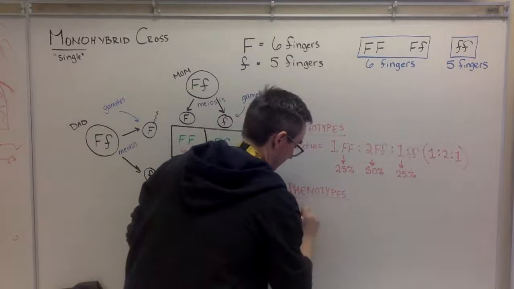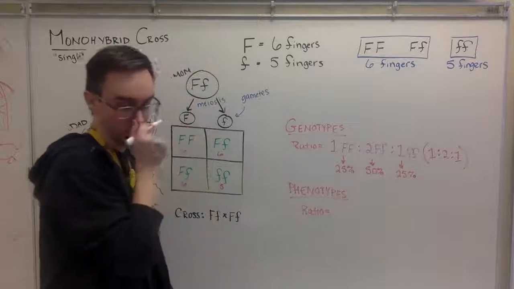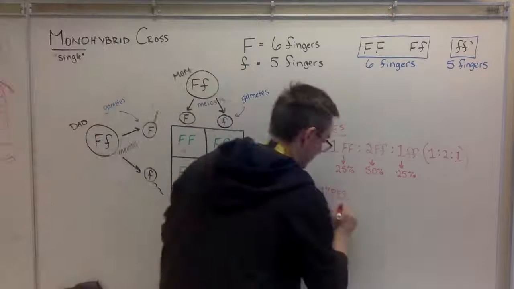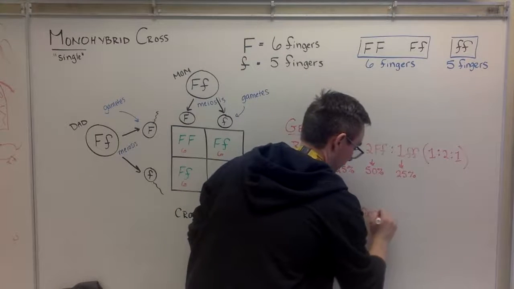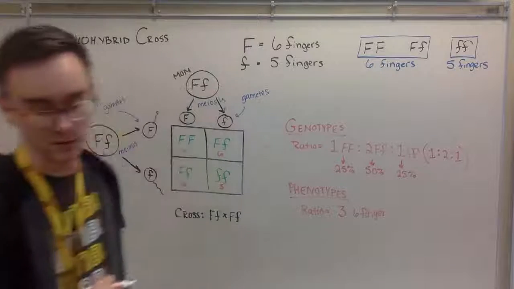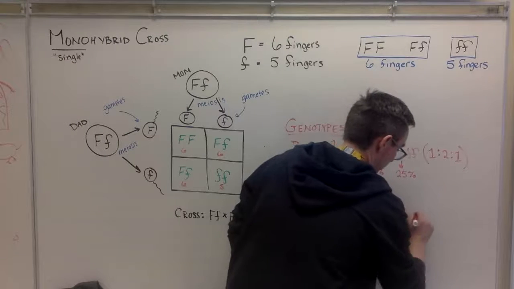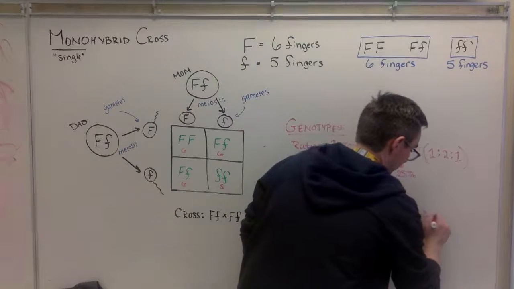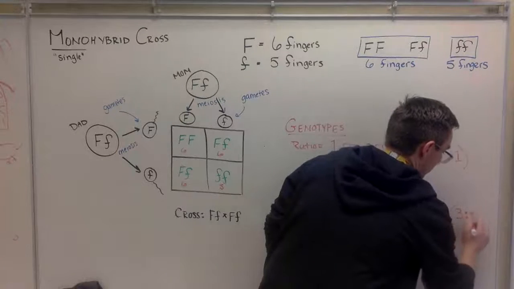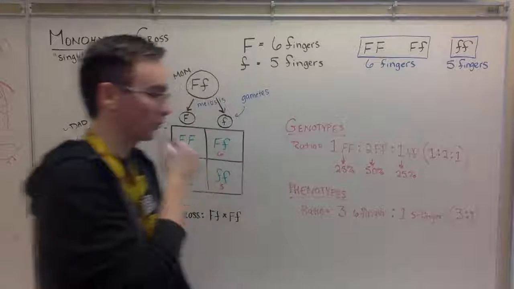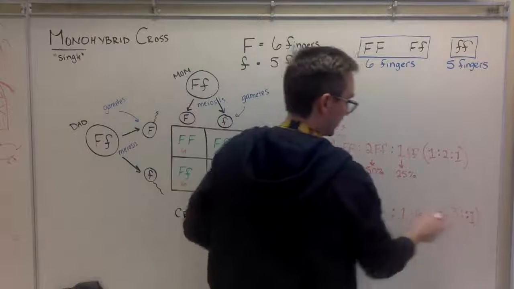We have 3 6-finger, right, compared to 1 5-finger. Or we could rewrite that ratio as a 3 to 1 ratio. They have a 3 to 1 phenotypic ratio. You always put the dominant one first, right?